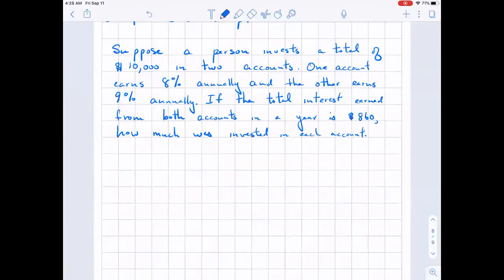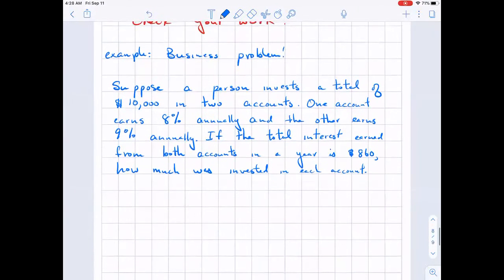So our next problem is what I call a business problem. Okay. And we're looking at bank account with investments. So here we go. Suppose a person invested a total of $10,000 in two accounts. So you have $10,000 and you put it in accounts. Generally, if you go to the bank, there's a saving account and a checking account. So that's sort of the deal.